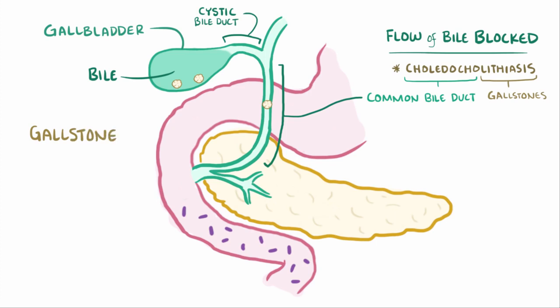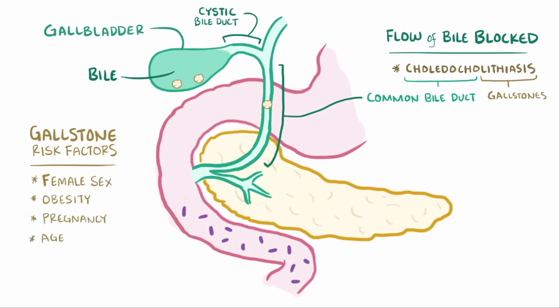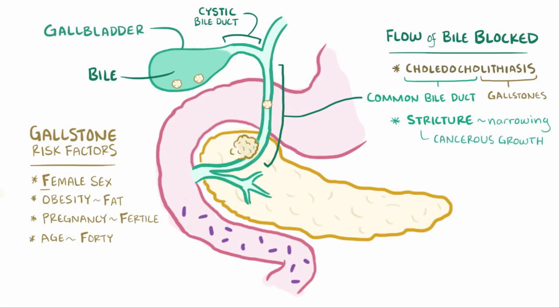These gallstones are typically made up of bile components, and risk factors for developing them include things like female sex, obesity, pregnancy, and age, sometimes remembered by the four F's: female, fat, fertile, and 40. Other less common causes include things that cause stricture or narrowing of the bile ducts, like a nearby cancerous growth, which can compress the duct as the tumor slowly enlarges, or injury experienced during a laparoscopic procedure.